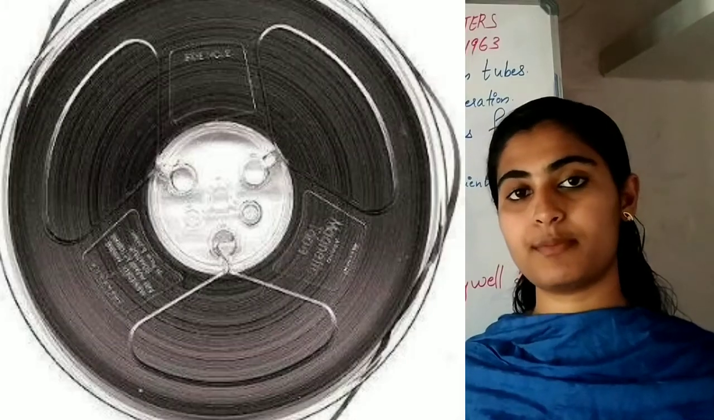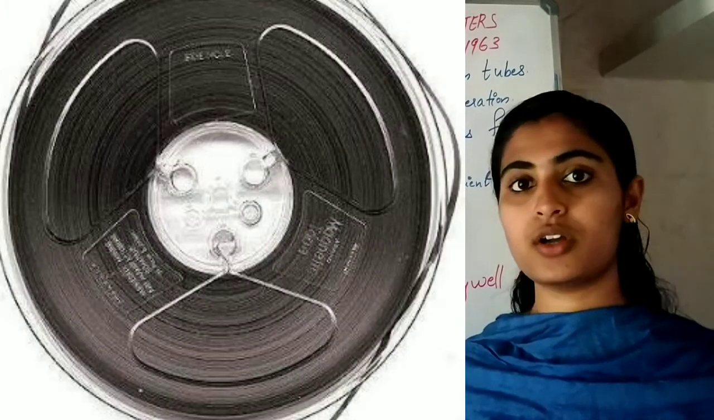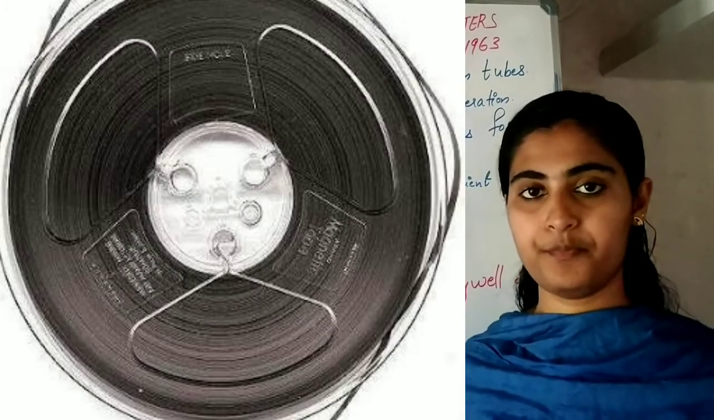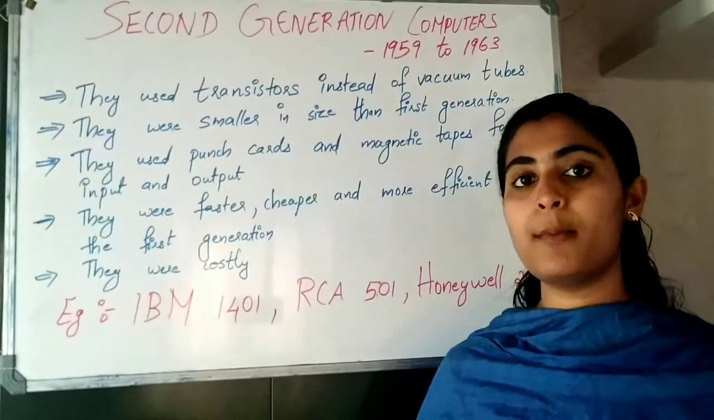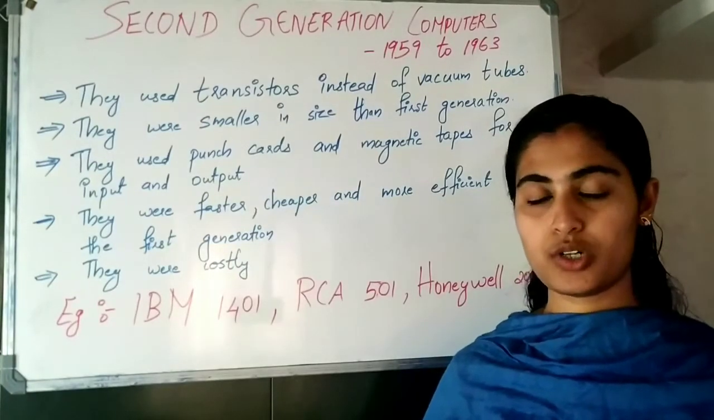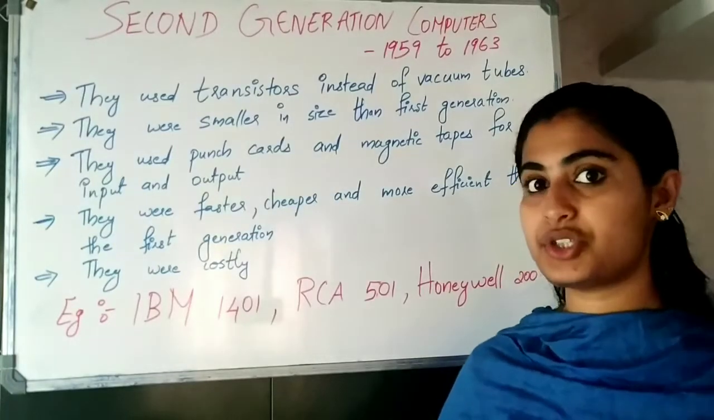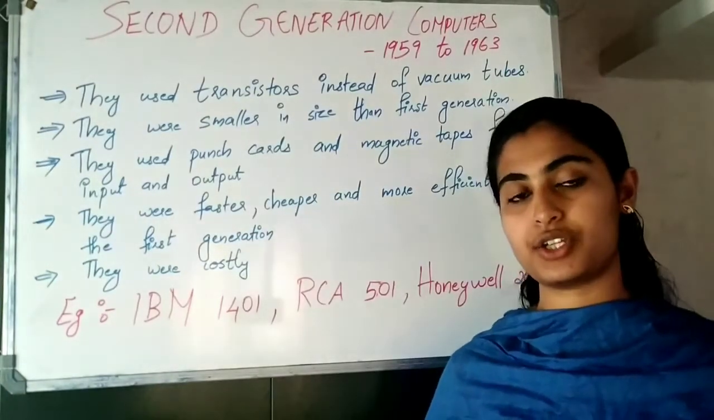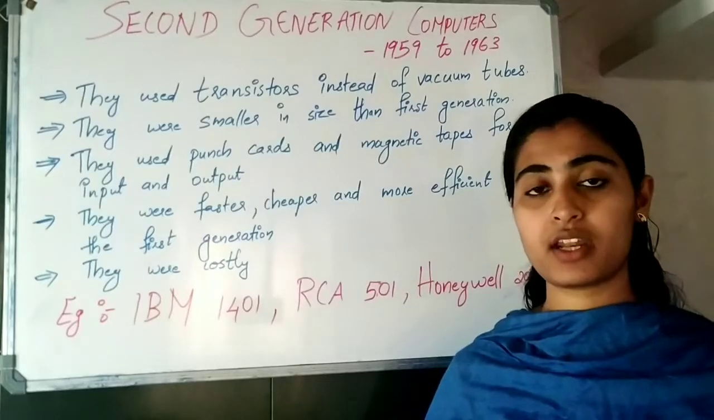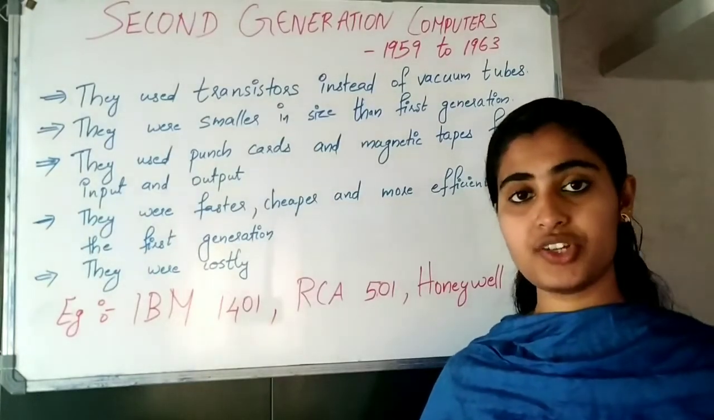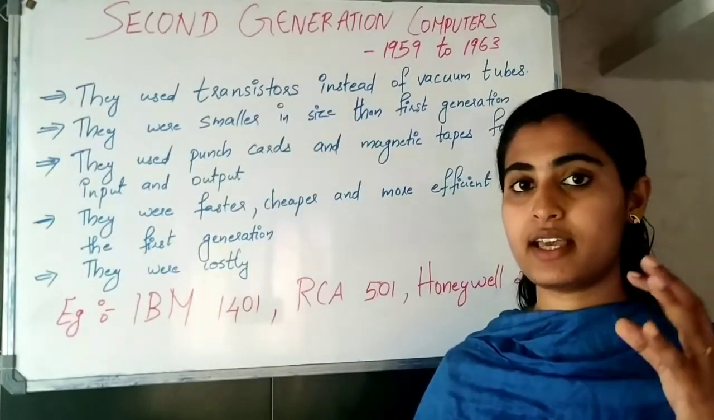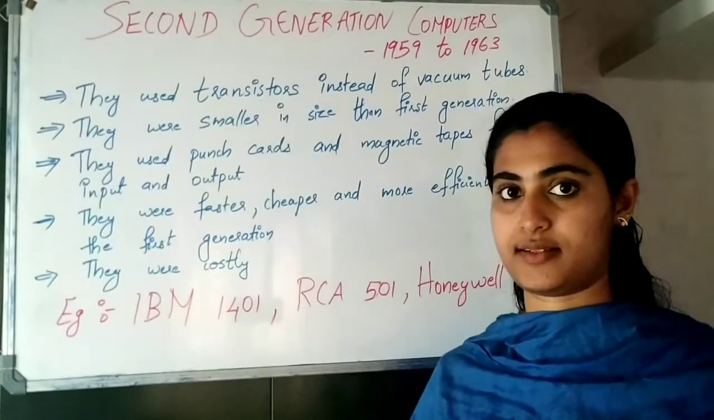What do you mean by magnetic tape? It is used for recording. We can record music, pictures and all data inside a computer. Okay. So second generation computers used punch cards and magnetic tapes for inputting and outputting. What is the next point? They were faster, cheaper and more efficient than the first generation computers. First generation computers were very slow in speed and required a large amount of energy. Here in second generation, their speed became a little faster and their energy consumption became a little lesser.